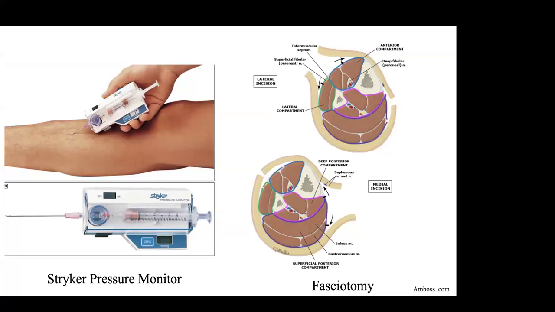The development of acute compartment syndrome is an emergency condition which will require management in the form of fasciotomy, wherein you make 2 incisions, one lateral incision and one medial incision, so as to decompress all of the involved compartments. This is for compartment syndrome.